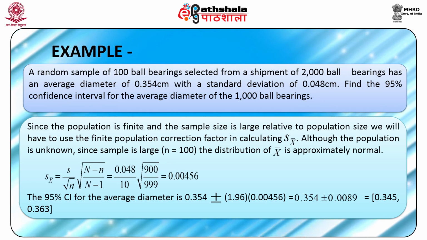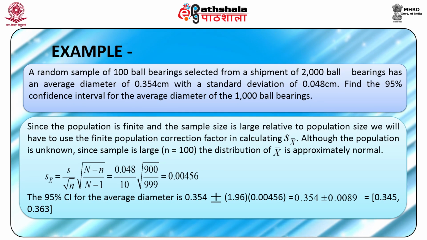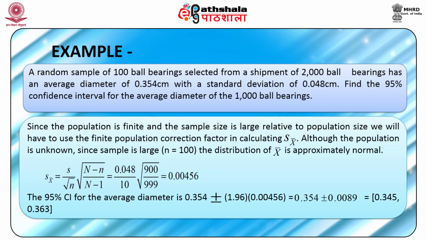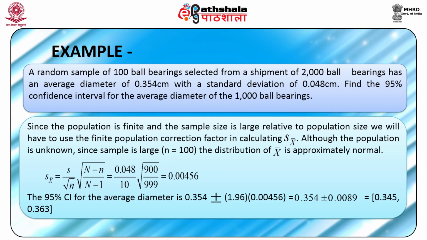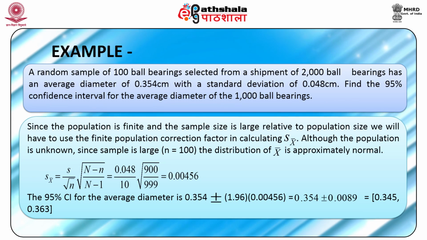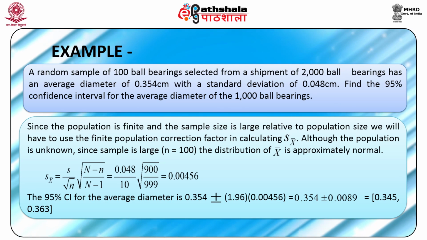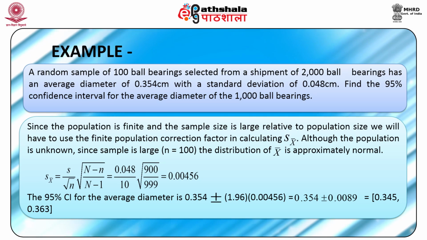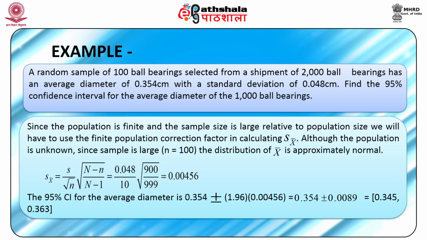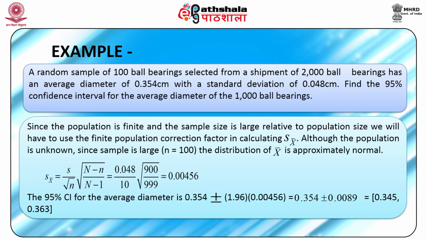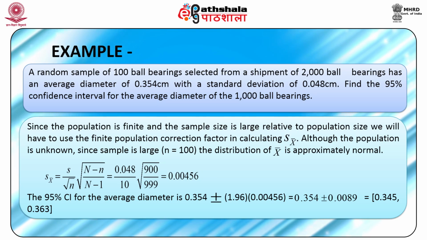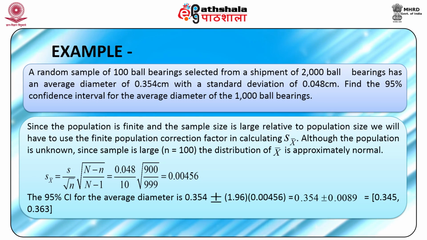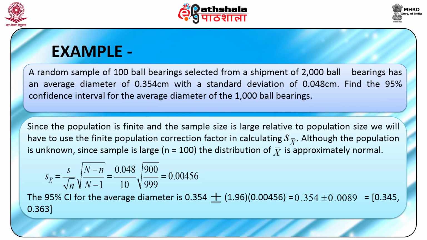A random sample of 100 ball bearings selected from a shipment of 1000 ball bearings has an average diameter of 0.354 centimeter with a standard deviation of 0.048 centimeter. The question is, find the 95% confidence interval for the average diameter of the 1000 ball bearings. What is the solution? Let's look at the solution.